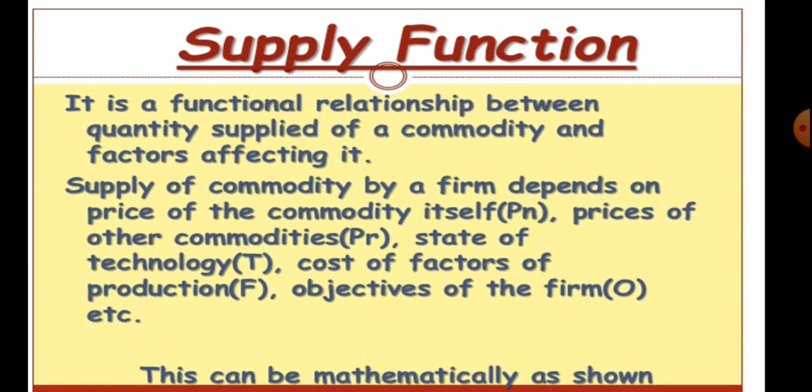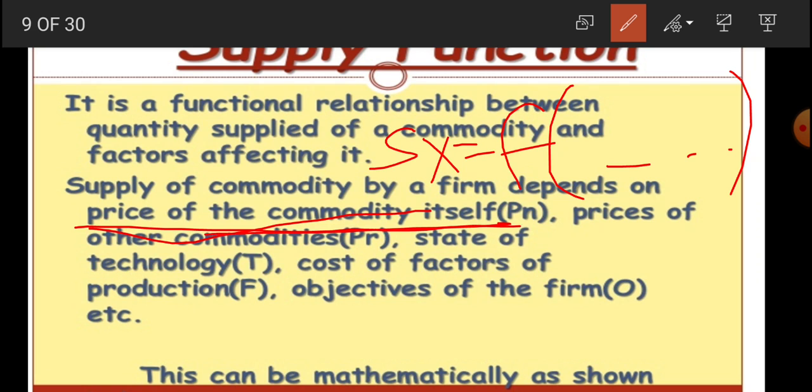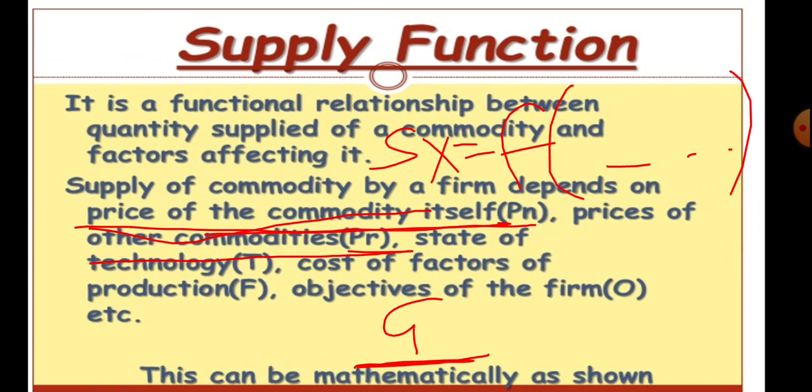This is supply function. Supply function shows the functional relationship between quantity supplied of a commodity and factors affecting it. Means, supply or quantity supplied is a function of the determinants. Now, what about the determinants? The first determinant is price of the commodity itself, that is Px. Then price of the other commodities or price of related goods, that is Pr. Then state of technology, then cost of factors of production, then objectives of the firm or goals of the firm. Clear? Let's start the topic now.